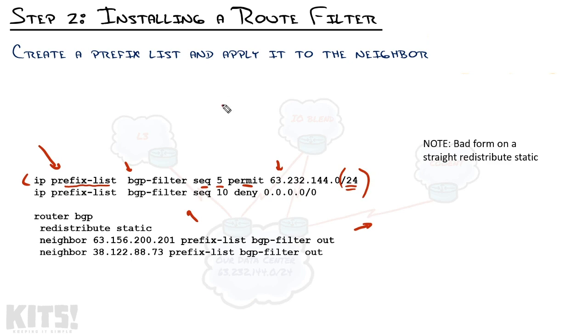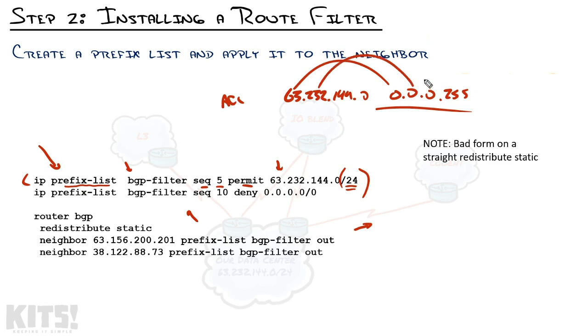If you've played with access control lists before, you would do the same thing by typing in 63.232.144.0 with a wildcard mask of 0.0.0.255. The problem with using an access list to do that is it says, I'll match 63, 232, 144, and then I don't care what comes there.